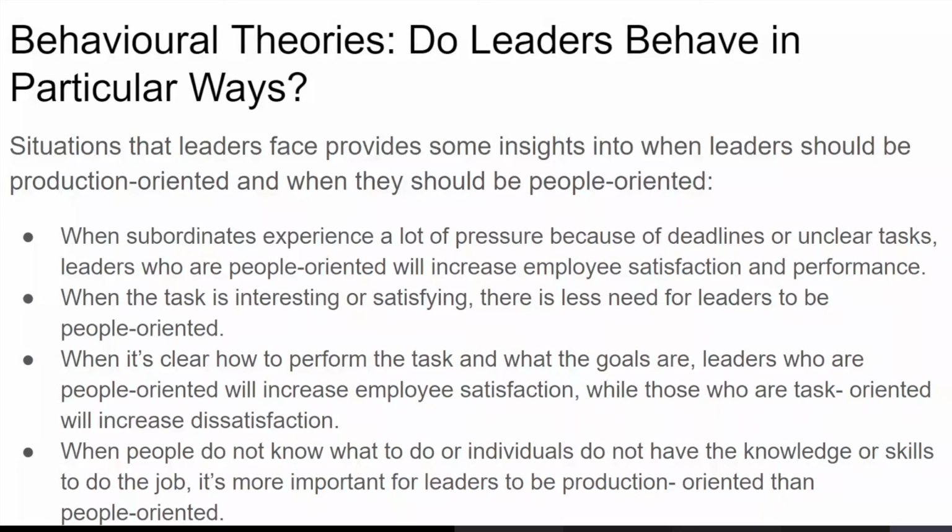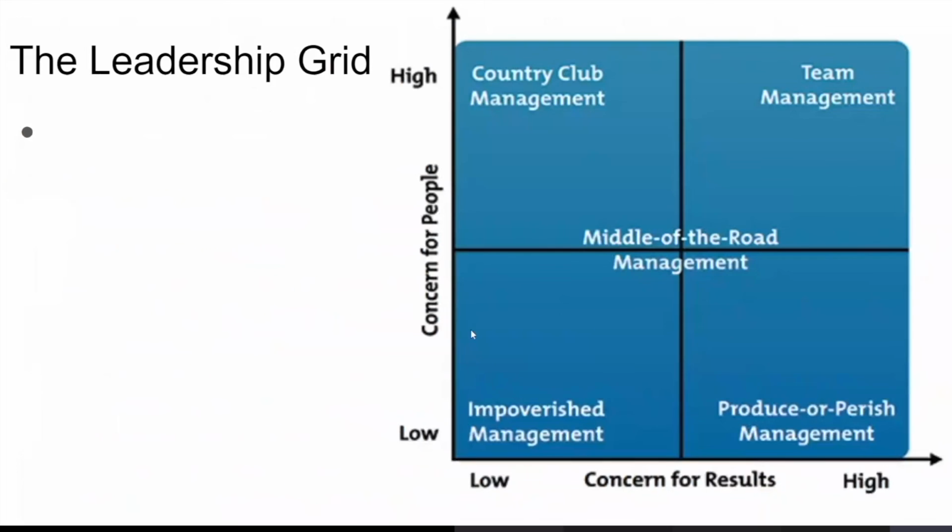When subordinates experience a lot of pressure because of deadlines or unclear tasks, leaders who are people-oriented will increase employee satisfaction and performance. So if you're in a deadline environment, a people-oriented leader is really good. When the task is interesting or satisfying, there's less need for leaders to be people-oriented. For example, our jobs are such that they are interesting and satisfying, and no one in the organization is watching over me. I'd hear it pretty fast if I weren't doing a good job and fell into the low category.